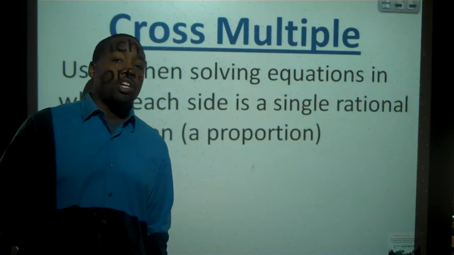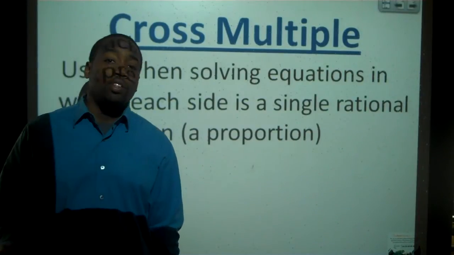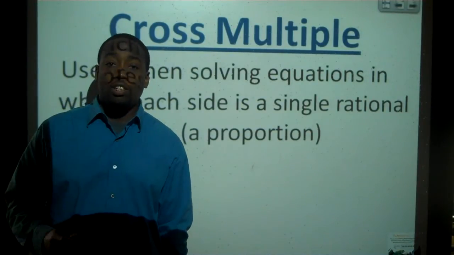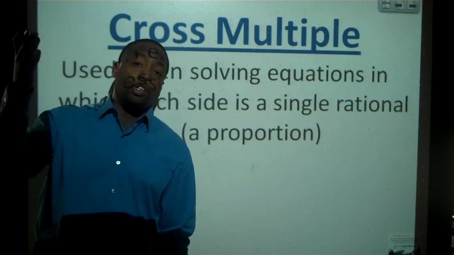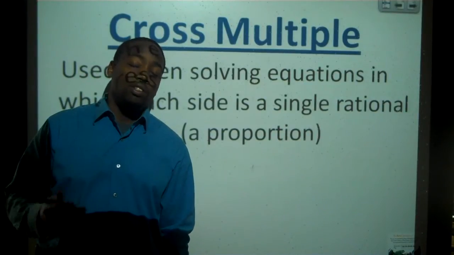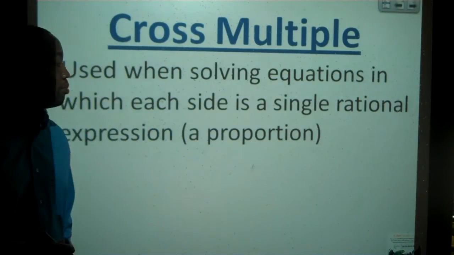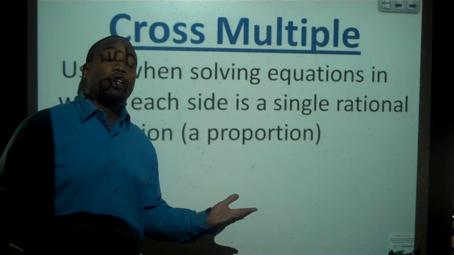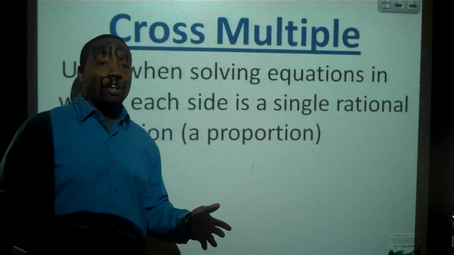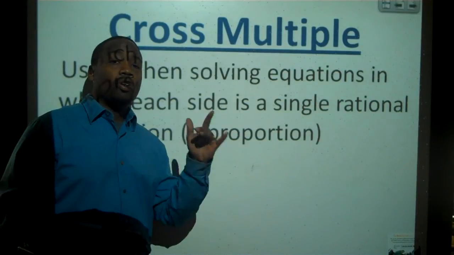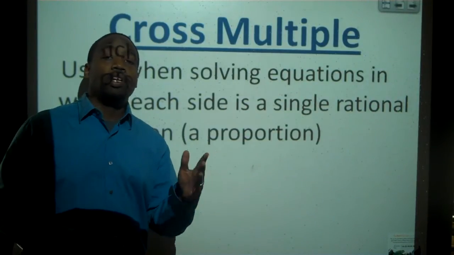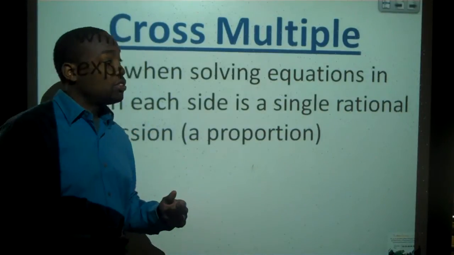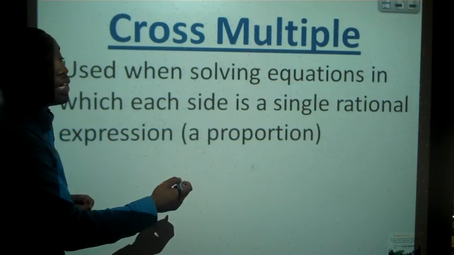All right. So cross multiplication is basically what we did in 5th grade or 6th grade. You multiply across this way and multiply across that way. And I'll go into an example in a minute. Just to let you know, cross multiplication is used whenever you have a proportion, or if you don't know what a proportion is, when one fraction is equal to another fraction. All right. So let's go ahead and get into the steps.